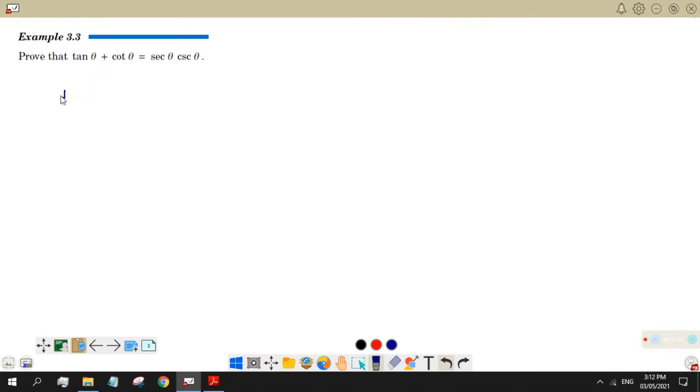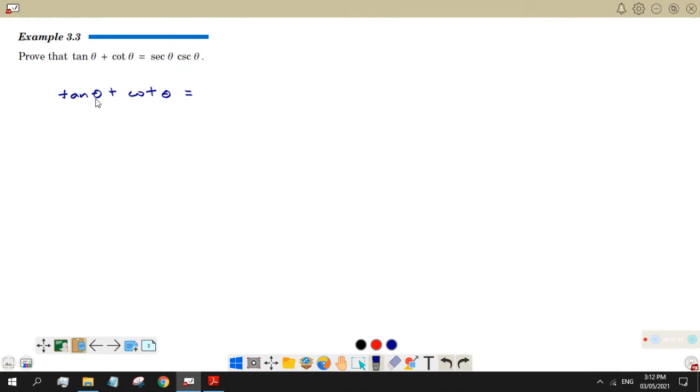So, from the book, we have tangent theta plus cotangent theta. Ito yung pinili niya na i-transform into secant theta, cosecant theta. So, gawa natin ng paraan.